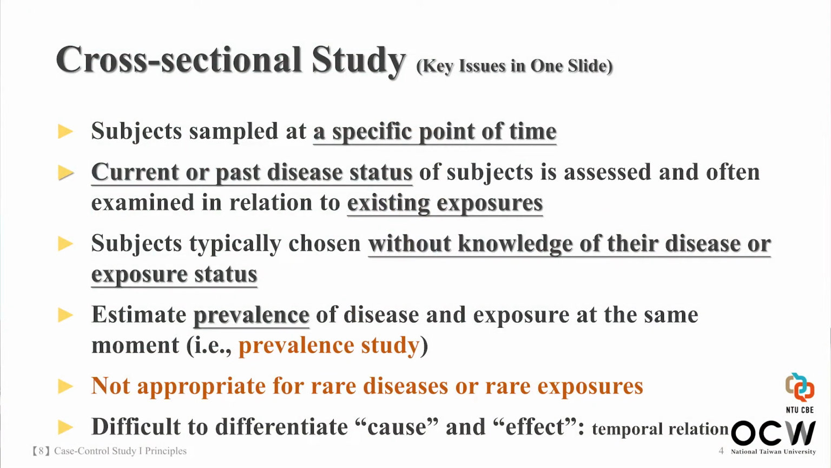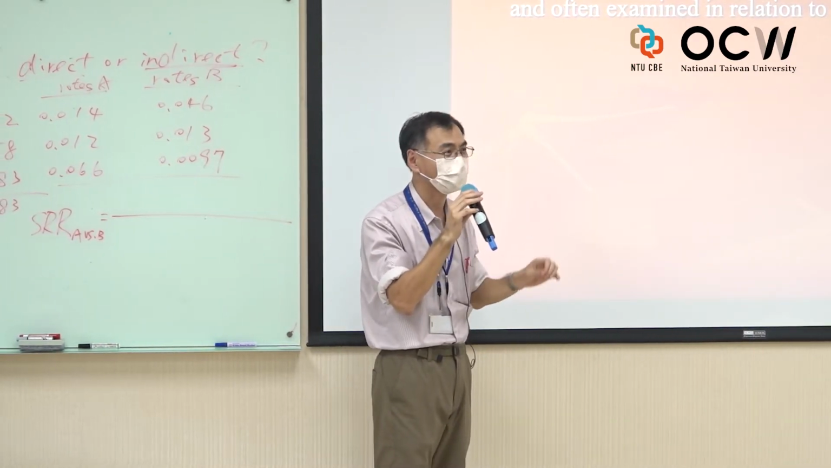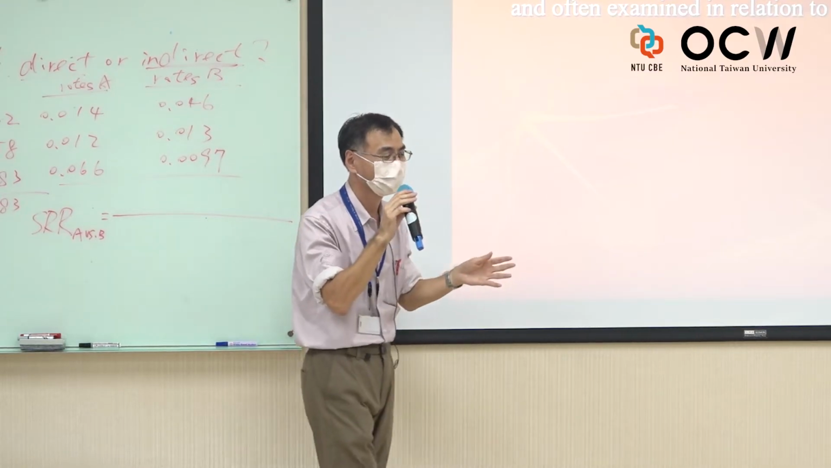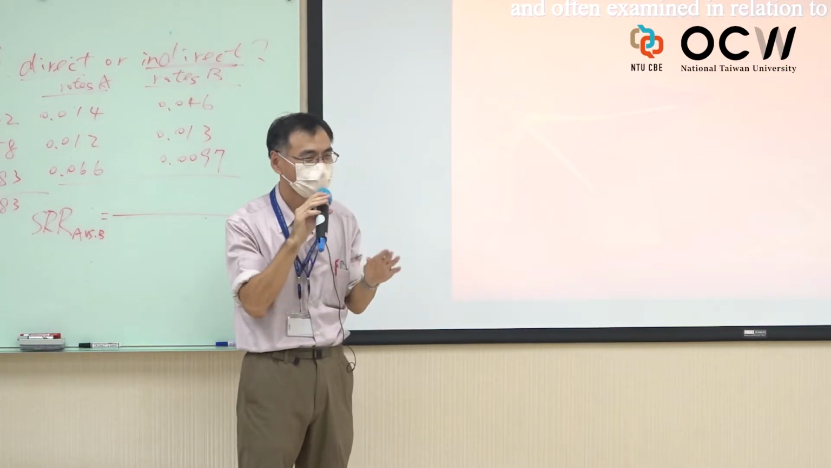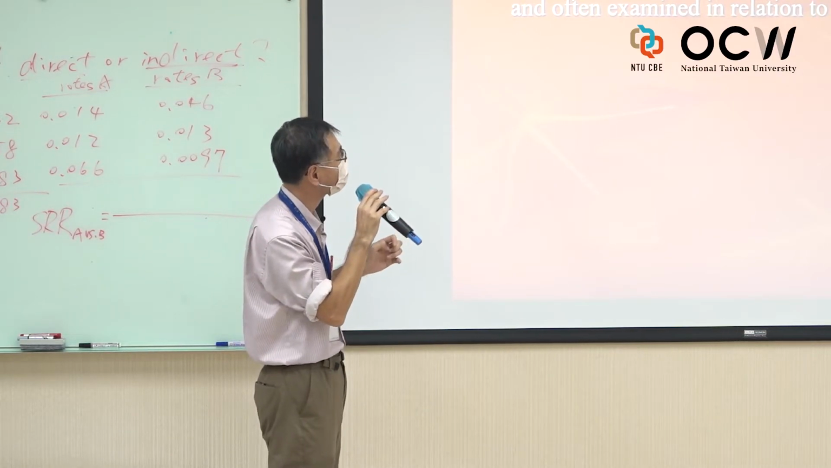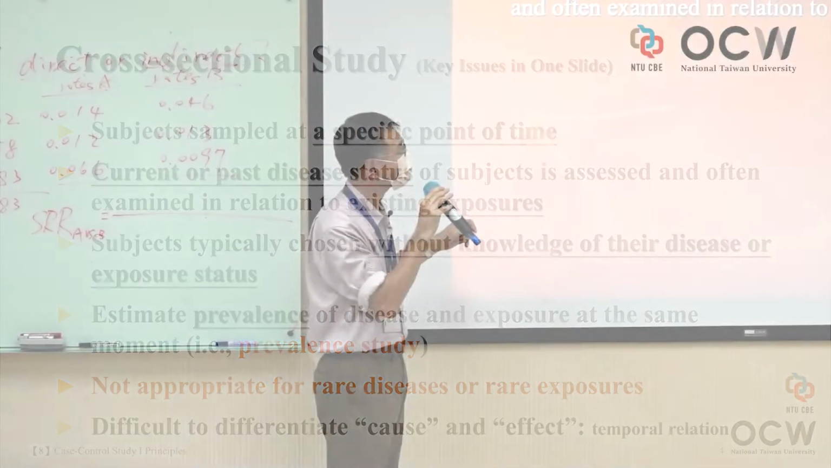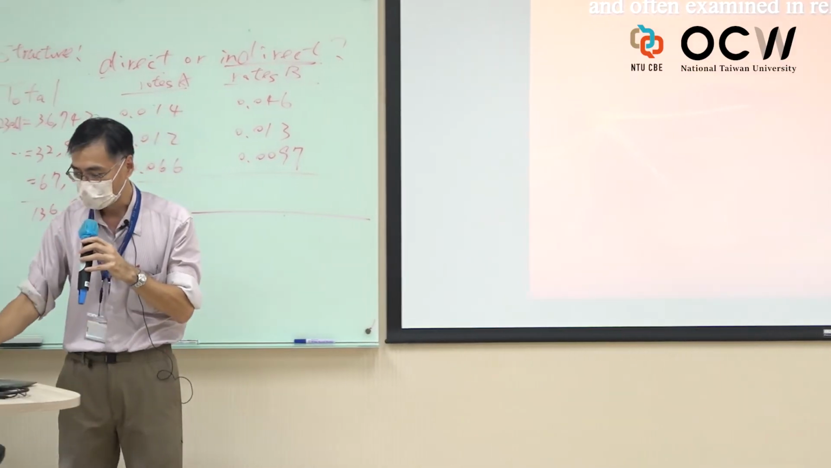So for a typical cross-sectional study, subjects are sampled at a specific point of time, which is very similar to case control study. We just identify their current or past disease status, especially when the disease is a chronic one. I mean, the status doesn't change too much, like hypertension, obesity. It's possible that people could recover a little bit, but not necessarily. Generally, we are talking about a disease whose status doesn't change too quickly. A subject is assessed and often examined in relation to existing exposures. So this part is also very similar to case control study.